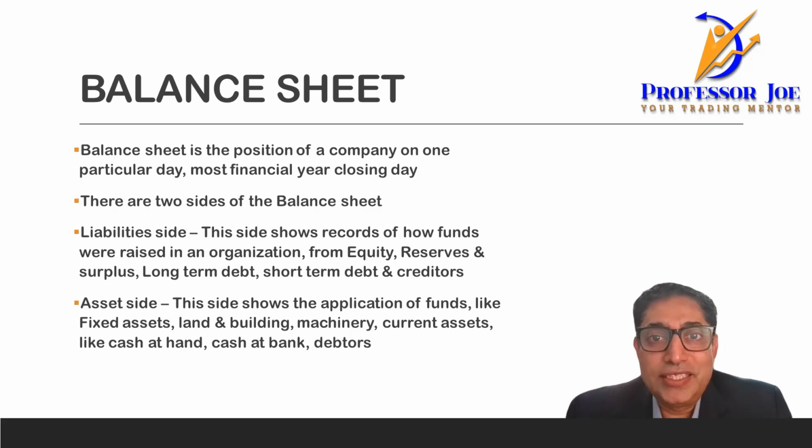Now it is called a balance sheet. Why is it called a balance sheet? Because the liability side and the asset side have to balance. As I said, one side is how the money has been raised, and the other side is how the money has been used. So there cannot be any extra money here and there.